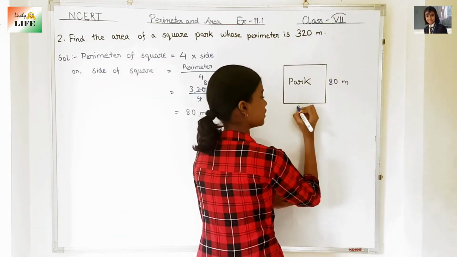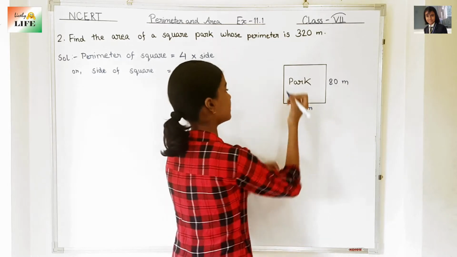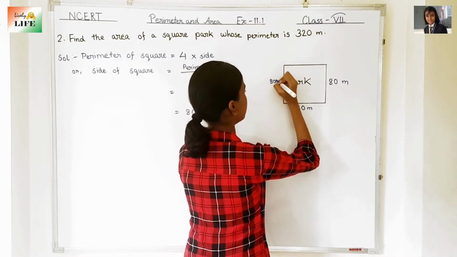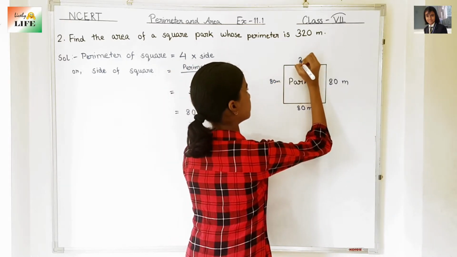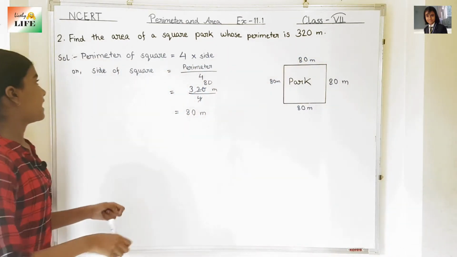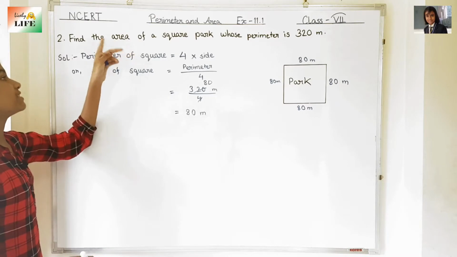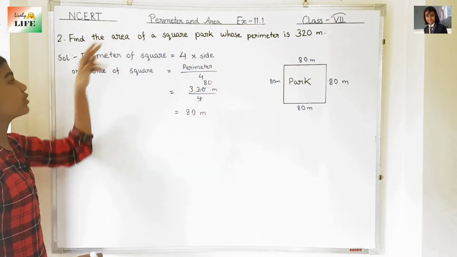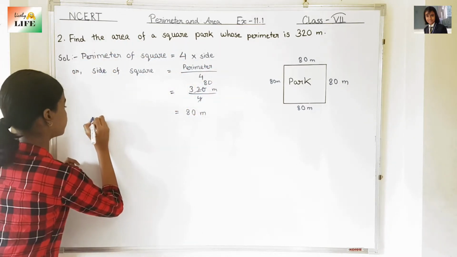Then the other sides will also be 80 meter because this is a square. In a square all the sides are equal. Right? All the sides will be 80 meter. So from this length of sides, we are going to find out the area.